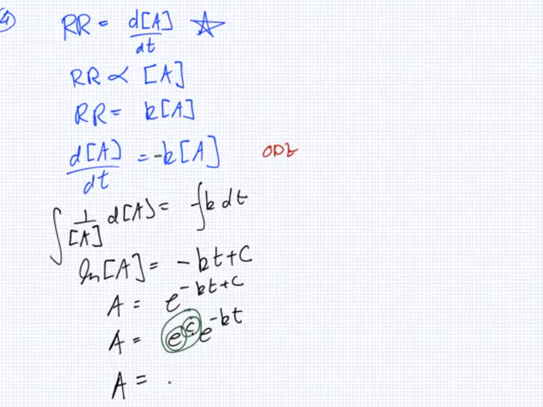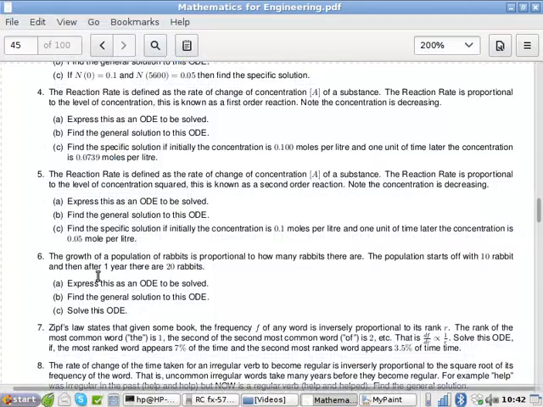What about if I said A0? Because if you think about it, that's what this constant represents. If you put T as 0, what do you get here? E to the power 0 is 1. So you get A is A0. But if you want to use something else, that's fine. But I'll use A0. Okay. So that answers part B.